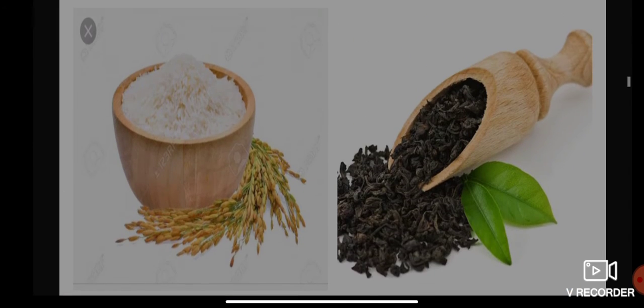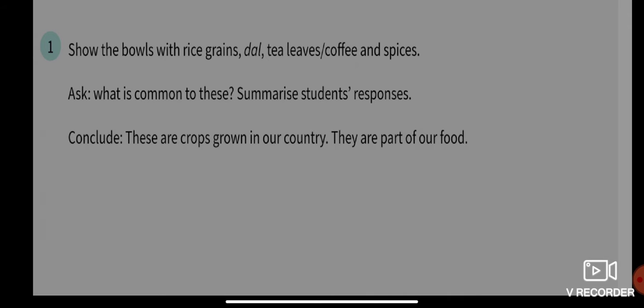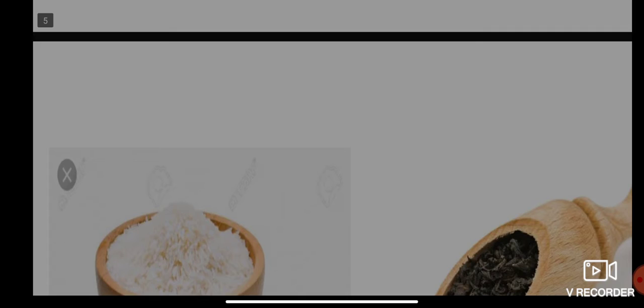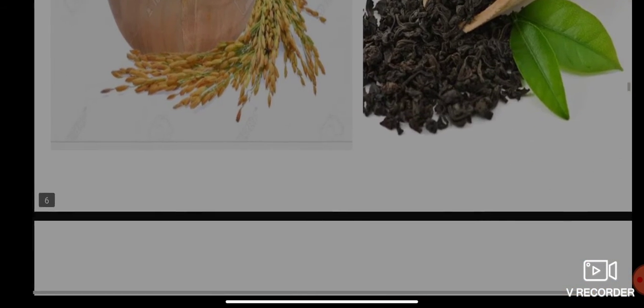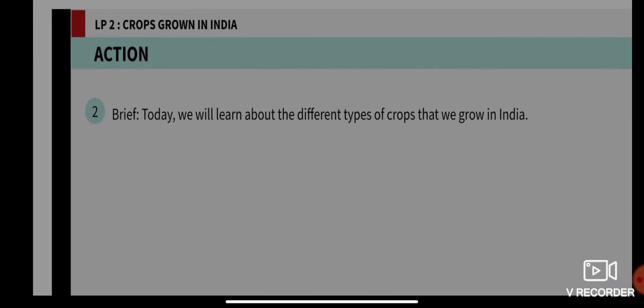So what is common to this? These are the crops that are grown in our country. They are part of our food. All the pictures that I've shown you are crops grown in our country, and they are part of our food. Now today we will learn about the different types of crops that we grow in India.